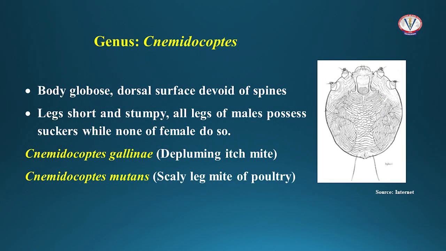Genus Knemidocoptes, Knemidocoptes laevis gallinae, the depluming itch mite, Knemidocoptes mutans, scaly leg mite of poultry. The body is globose, dorsal surface is devoid of spines, legs short and stumpy. All legs of males possess suckers, while none of the females possess suckers.